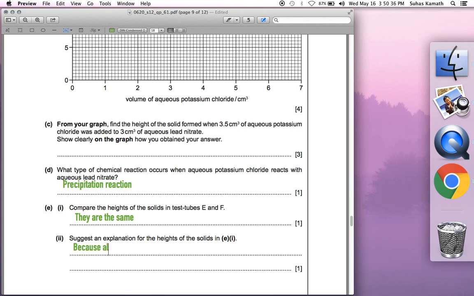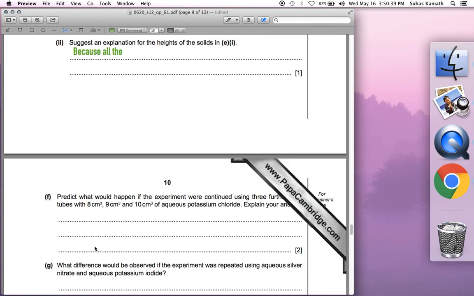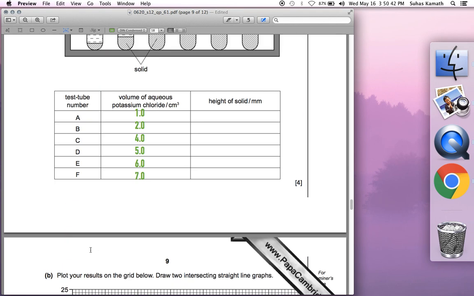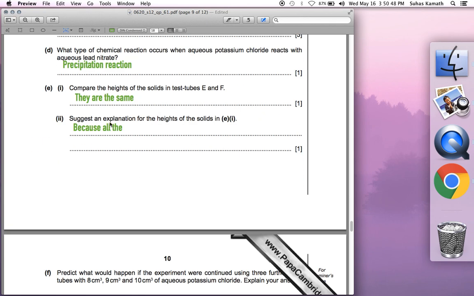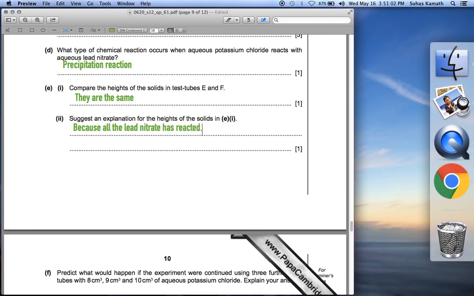Because all the lead nitrate has reacted. Now we don't need to write this.